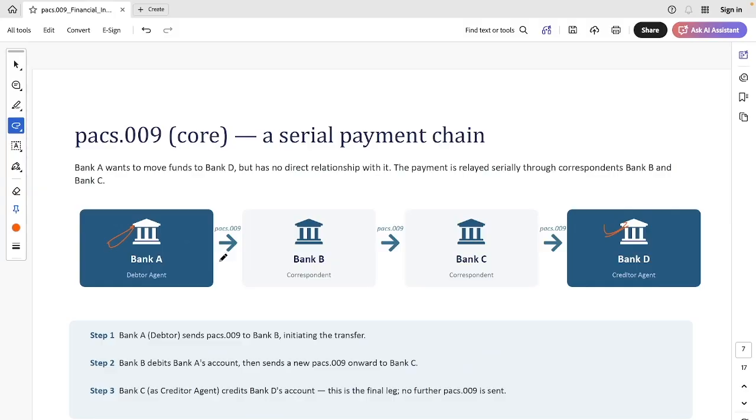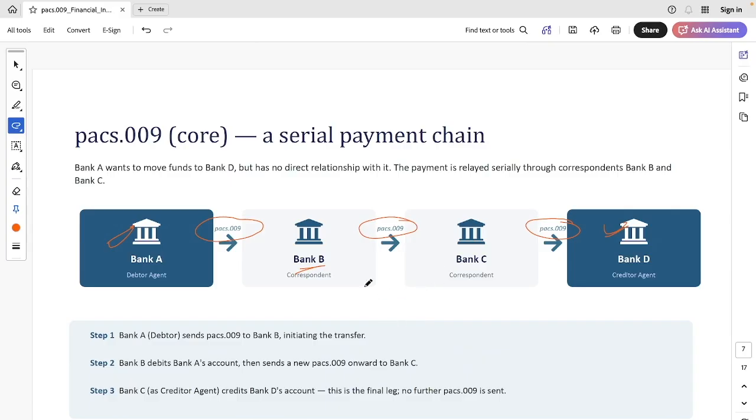So bank A sends a pacs.009 message to bank B. Here bank A is initiating the financial institution transfer. Bank B receives the message and processes it. Now bank B debits bank A's account or processes the funds according to their account relationship and sends a new pacs.009 message to bank C. Bank C sends the payment to bank D, or credits the final creditor side depending on the final accounting relationship, and that is also done through pacs.009. The most important point in this is that each bank in the chain sends a pacs.009 to the next bank.